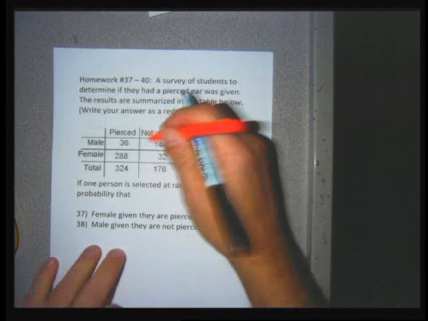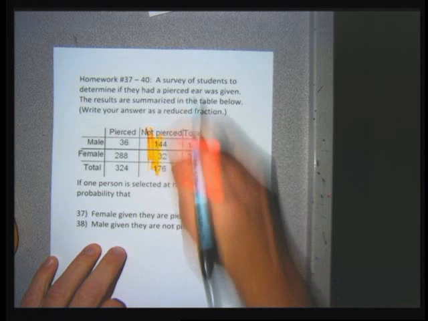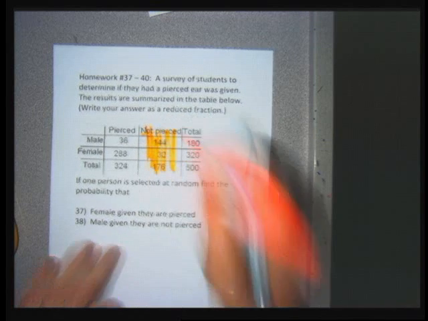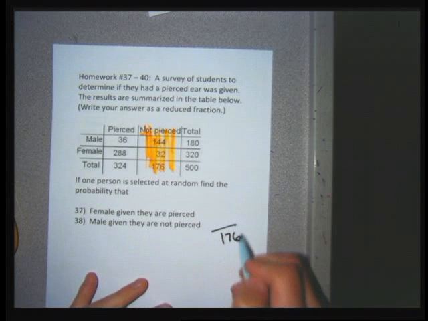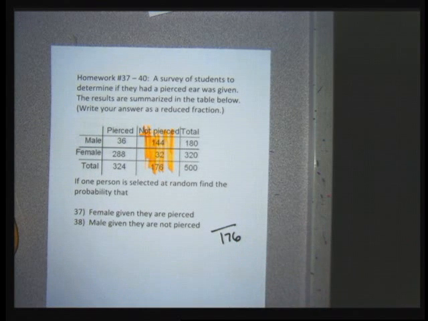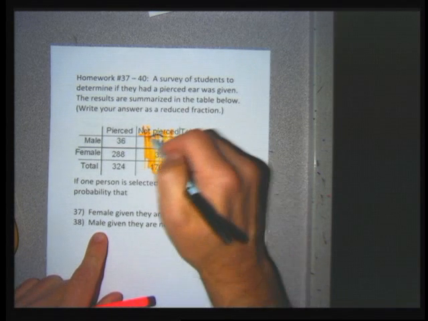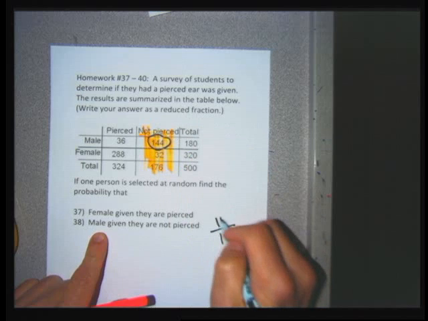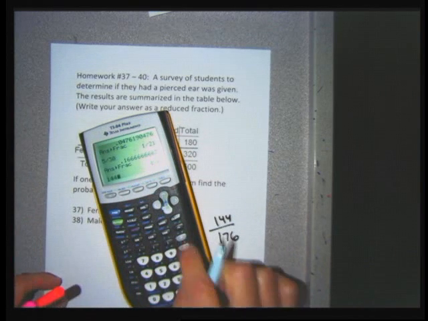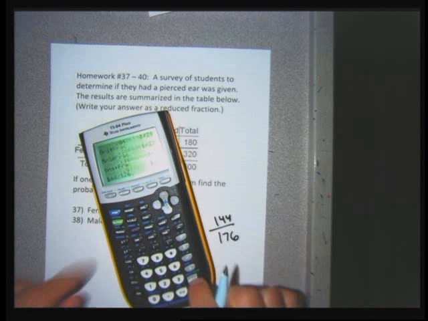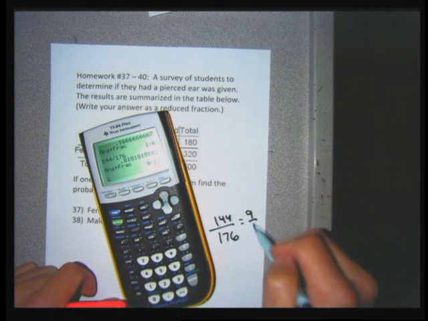For 38, I'm going to look at this column of people that were not pierced. My denominator is going to be 176, because there's 176 people represented in this column. My numerator is going to be the number in this column that were male, which is 144. So it's going to be 144 over 176. And then math, enter, enter. I get 9 over 11.